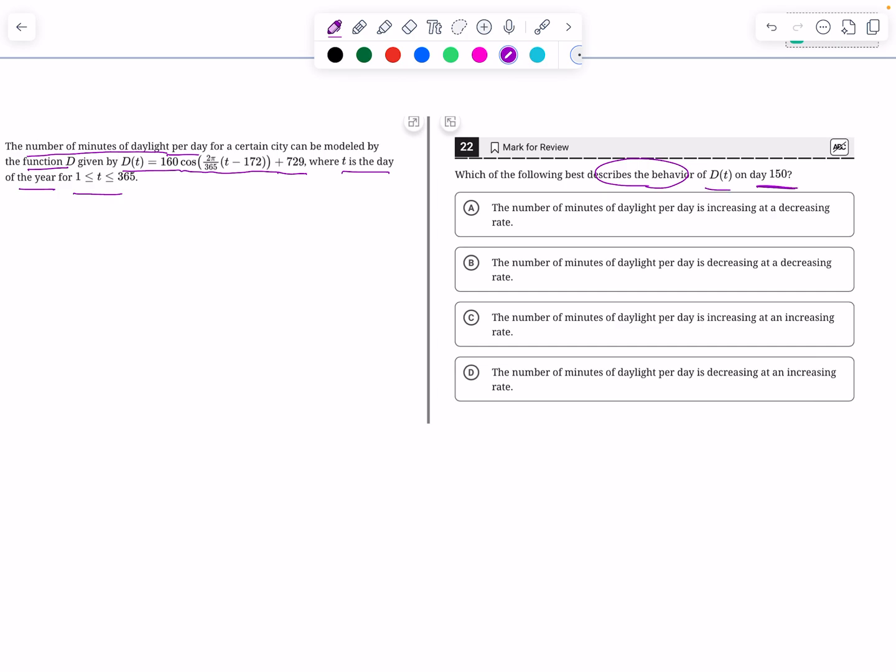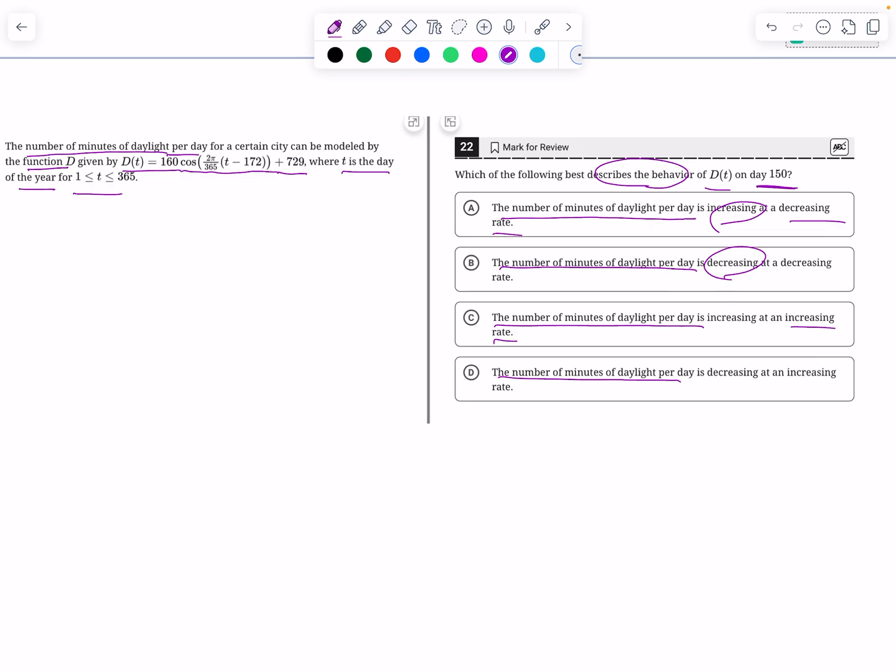Now, if you glance through all the multiple choices, they all start the same way: the number of minutes of daylight per day is... So it's all the same in the beginning. They're just saying what happens. Is it increasing? Is it decreasing? And then, is it at a decreasing rate or an increasing rate? Okay, that's basically the two main differences. So the best way to do this problem is actually to use a calculator.